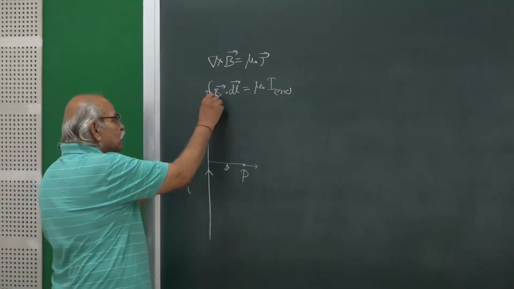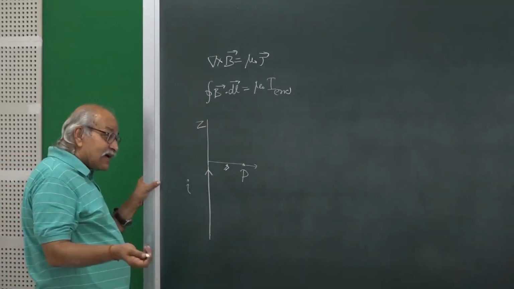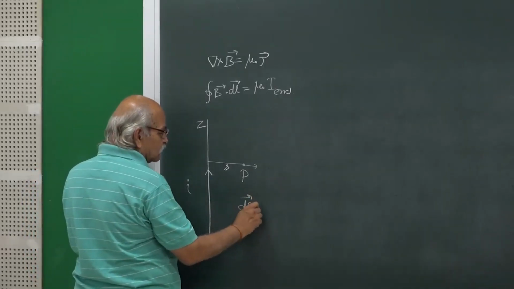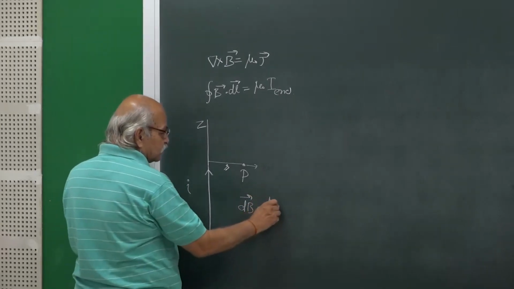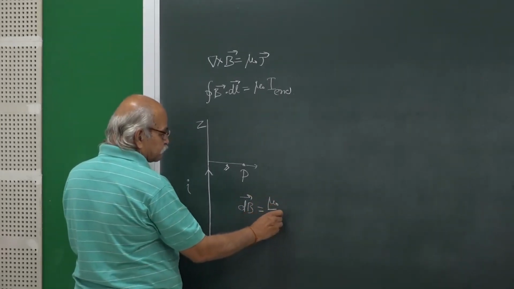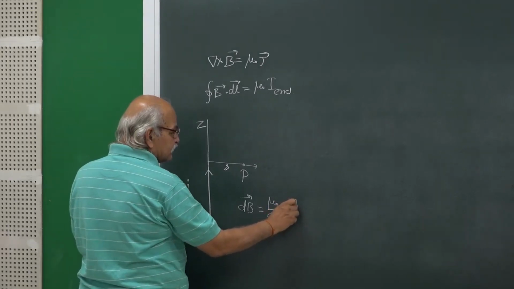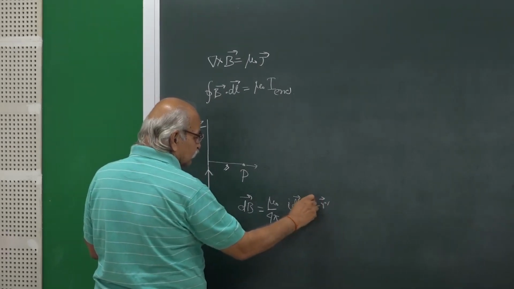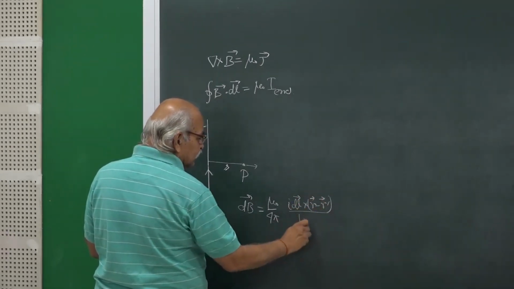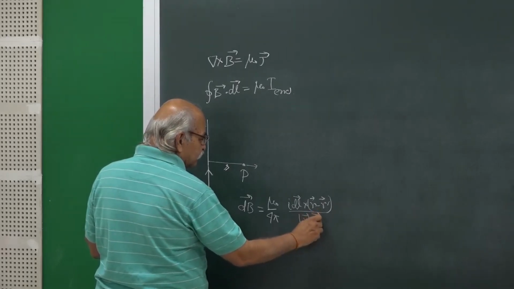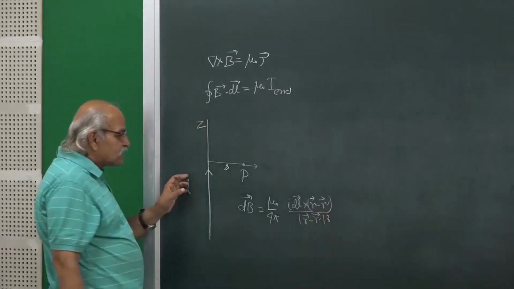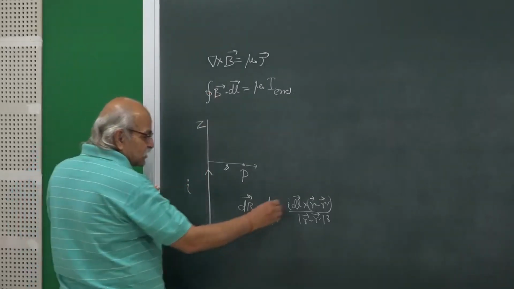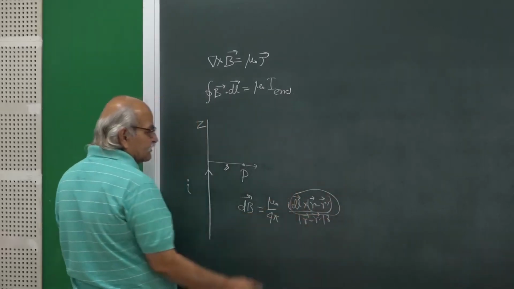First we will have to know the direction of B, and for that the simplest is to use the Biot-Savart law. dB is equal to mu naught by 4 pi, I dl cross r minus r prime, divided by the cube of the magnitude of r minus r prime. We are only interested in knowing the direction, the magnitude we will get from here. So, for direction, this is the vector which will give us direction.